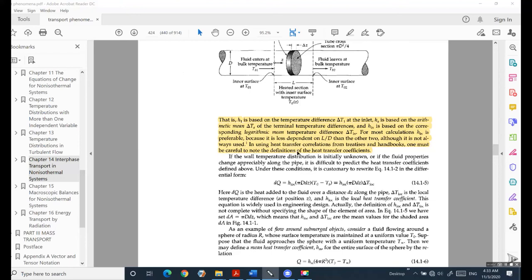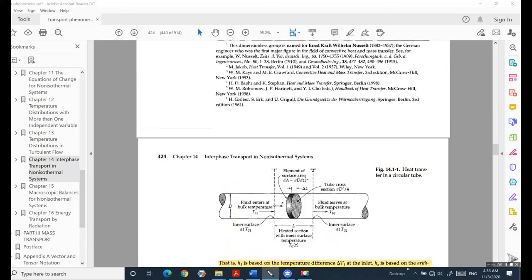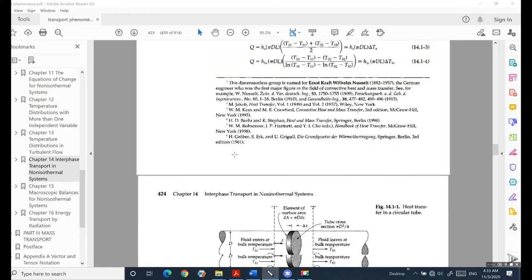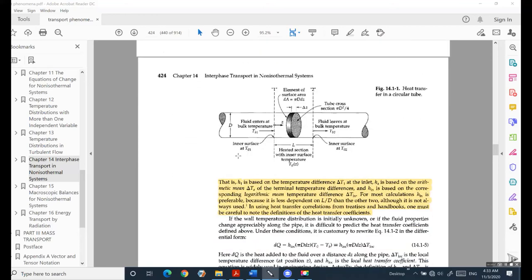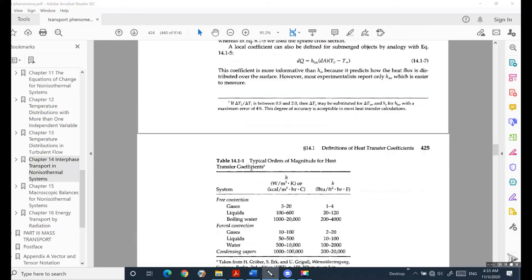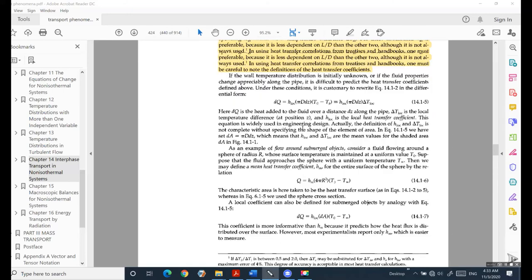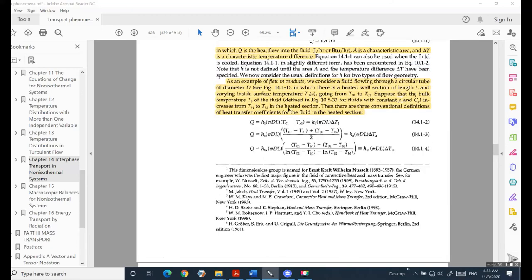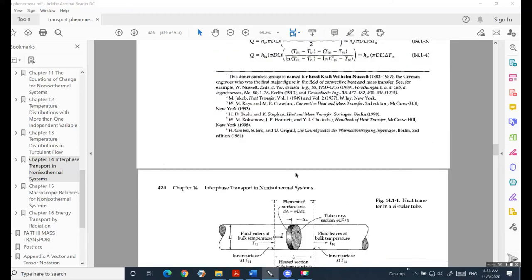So for this system and for other systems, we can estimate the heat transfer coefficient from the correlations that exist in the literature, but we should be careful about the definition of the heat transfer coefficient. So this first section talks about the definition of the heat transfer coefficient for the flow in the tube.